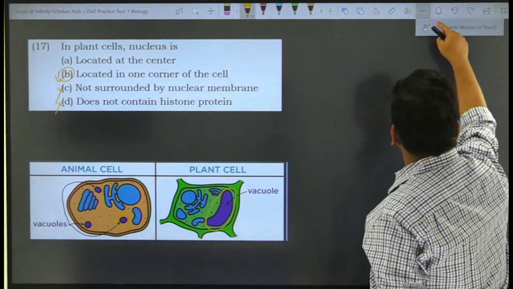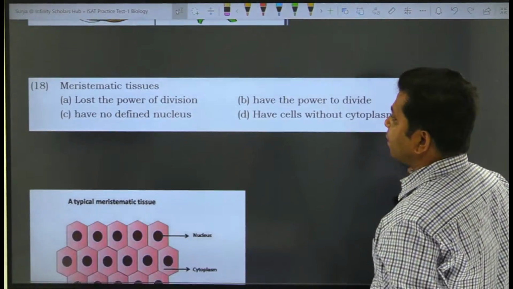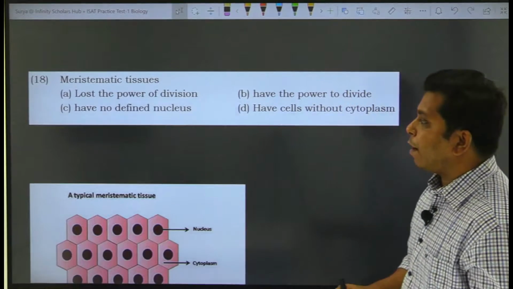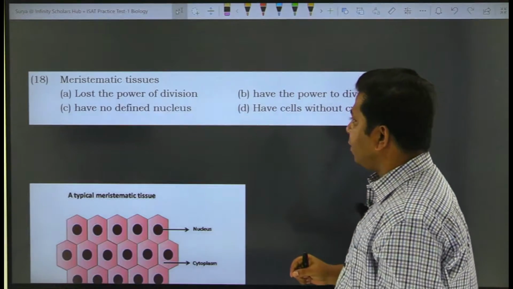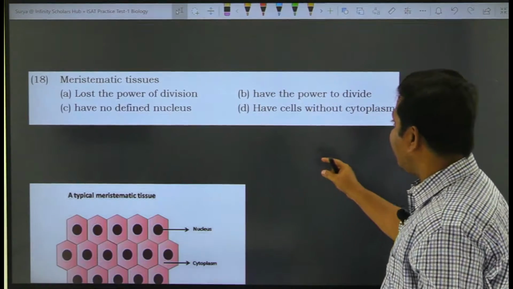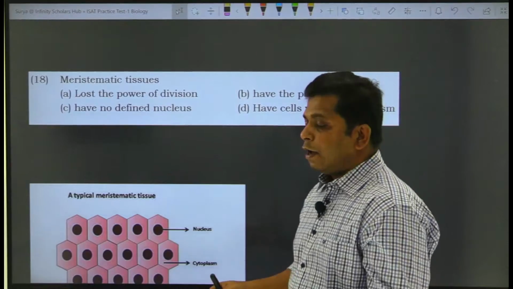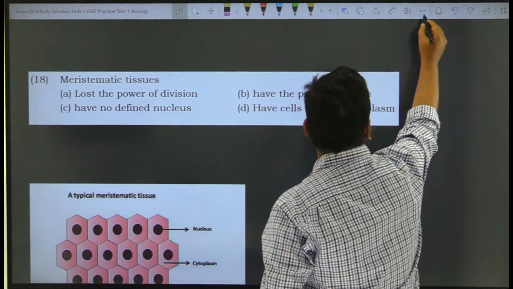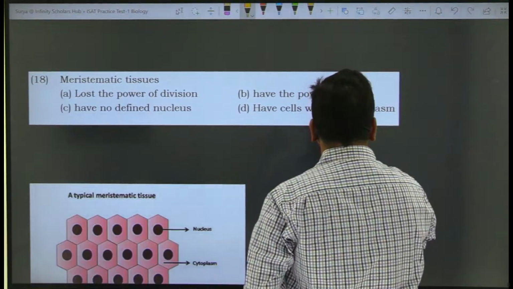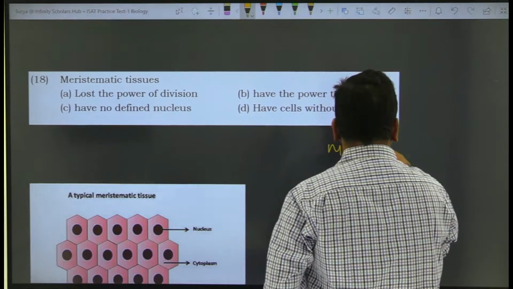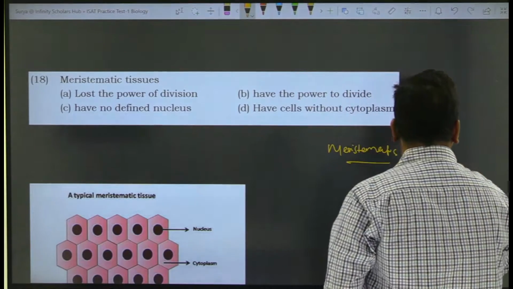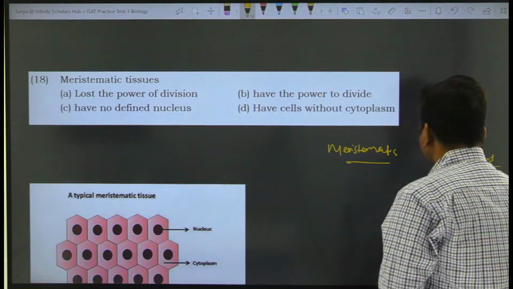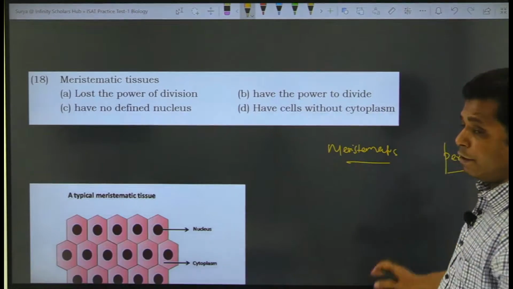Okay. Let us go to the next question. Meristematic tissues. Okay. The choices that are given here: lost the power of division, have the power to divide, have no defined nucleus, and have cells without cytoplasm. As we know that plants broadly contain two types of cells. What are those? Meristematic cells and permanent cells. Or meristematic tissues or permanent tissues.